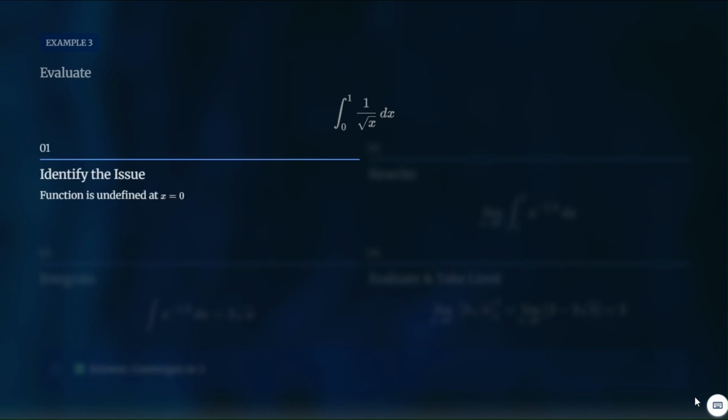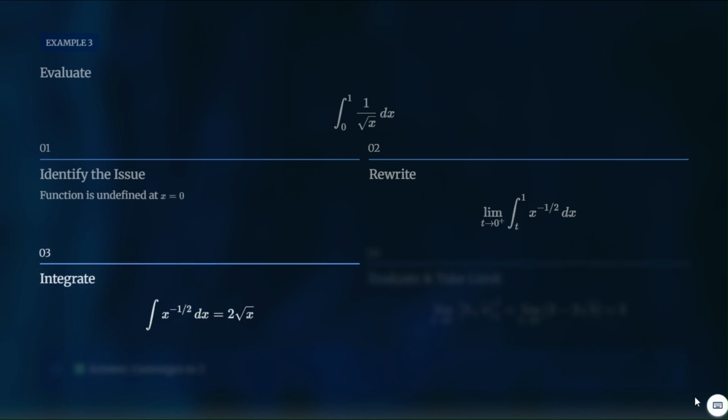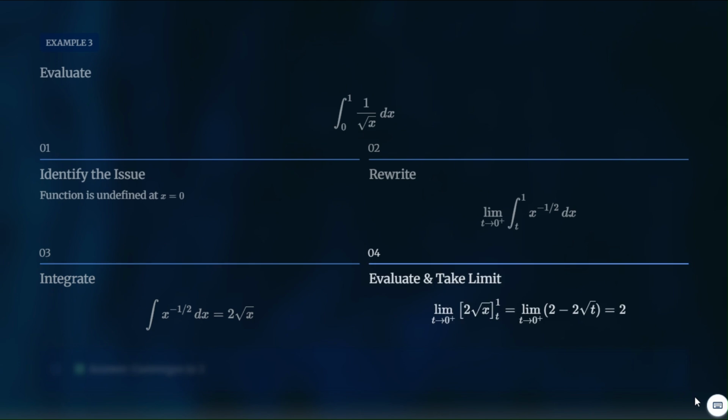In this next example, we want to evaluate the integral from 0 to 1 of 1 over square root of x dx. In this case, the function is undefined at x equals 0. So we'll rewrite this using a right-hand limit. That will be the limit as t approaches 0 from the right of the integral from t to 1 of x to the power negative 1/2 dx. If we integrate x to the power negative 1/2 with respect to x, that will be equal to 2 times square root of x. We can then evaluate and take the limit.